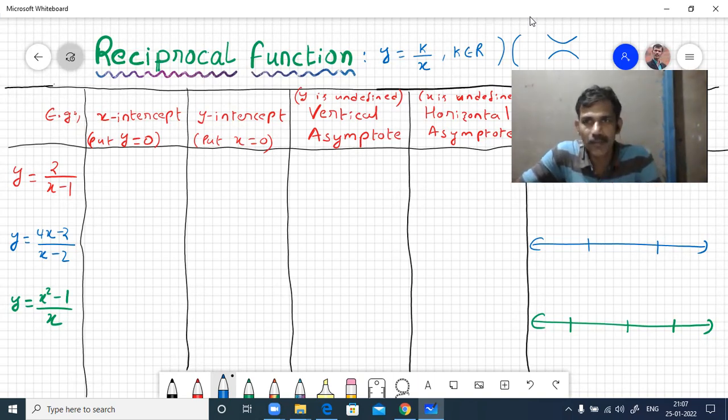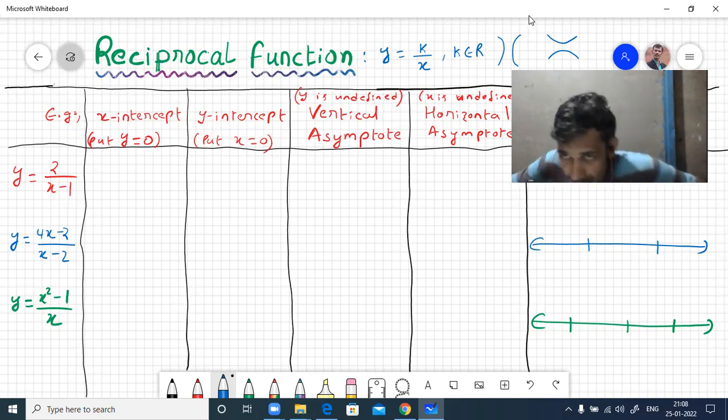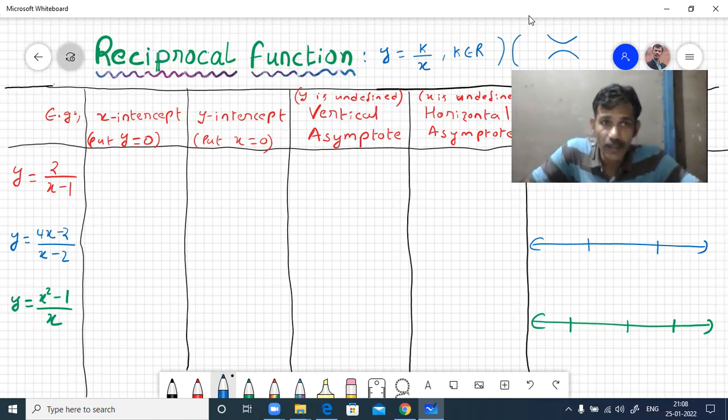Now we'll discuss different types of reciprocal functions and their nature. First thing is y is equal to 2 upon x minus 1. I took this example to illustrate that the degree of the denominator is more. In the second case, the degree of the numerator and denominator are the same. In the third case, the degree of the numerator is more than the degree of the denominator. Y equal to 2 upon x minus 1.